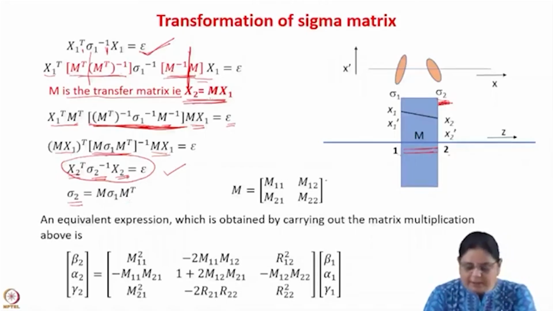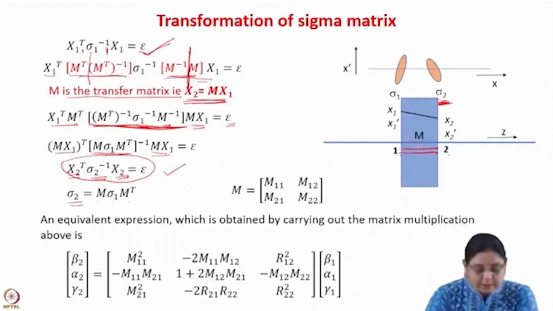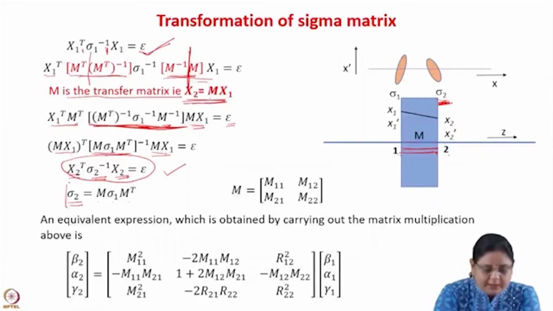Now let's say M has elements M11, M12, M21, M22. So this will depend upon the elements from 1 to 2. If it's just a quadrupole, then this will be the transfer matrix for the quadrupole. If it's a quadrupole followed by a drift space and another quadrupole, then it will be the total transfer matrix for that element. So we get this expression.